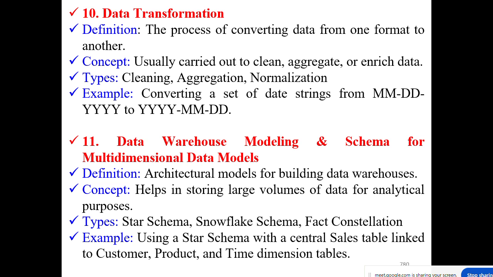So the concept we are using in data warehousing helps in storing large volumes of data for analytical purposes, for mathematical representation. Types like star schema, snowflake schema, fact constellation, these are the multidimensional data models. An example is using a star schema with a central sales table linked to customer, product and time dimensional data tables.